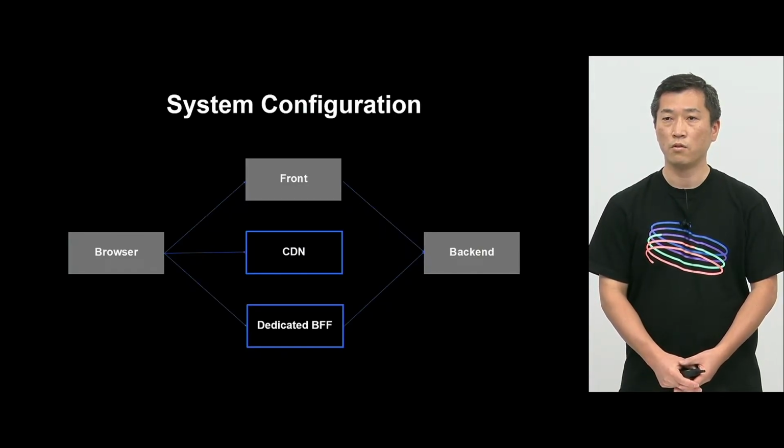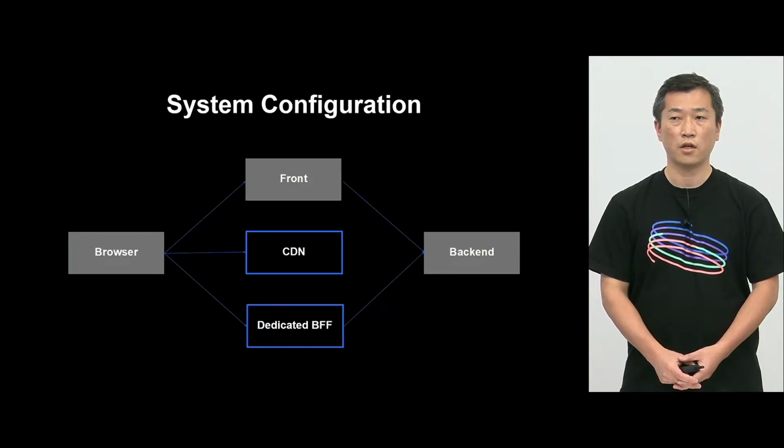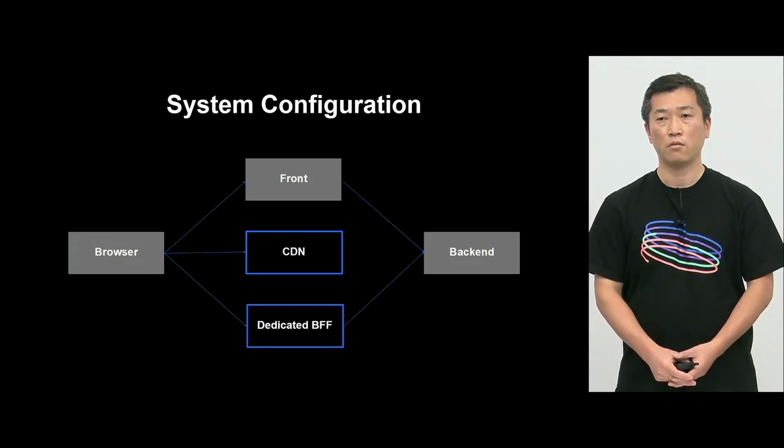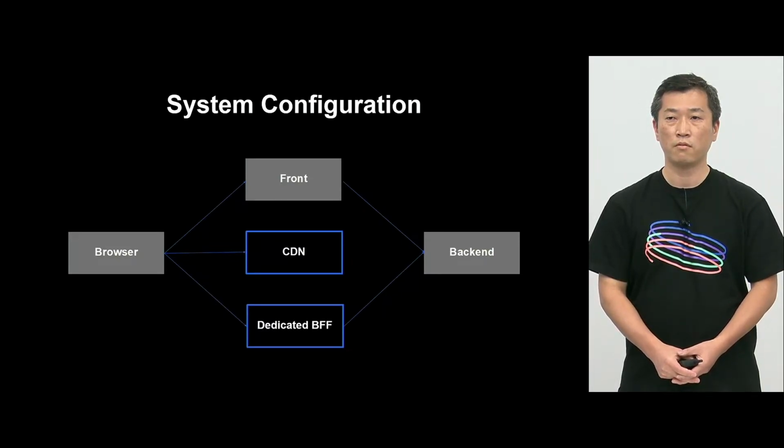So let me first start with the system configuration. The factors are shown in blue rectangles. On CDN, there are JS and CSS. And to return the content data for the common UI, there is a dedicated BFF. BFF stands for Backend for Frontend. So this is a simple REST API.